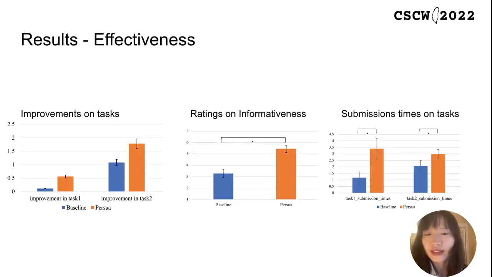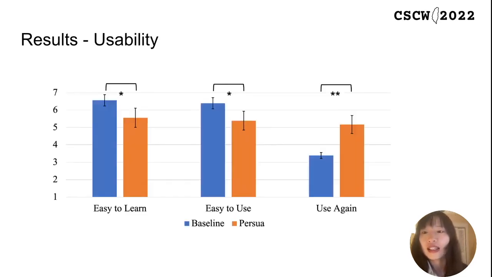Here are the results. In terms of the effectiveness, the task performance shows that Persua is more helpful for users to improve the persuasiveness in their arguments more than the baseline. And according to the ratings result, Persua has a significantly higher score in the system informativeness than the baseline. And also we find that students in the Persua group modify and submit more times than the users in the baseline. In terms of the usability, in general, participants are significantly more willing to use Persua again than baseline, though they rated baseline significantly more easy to learn and use.